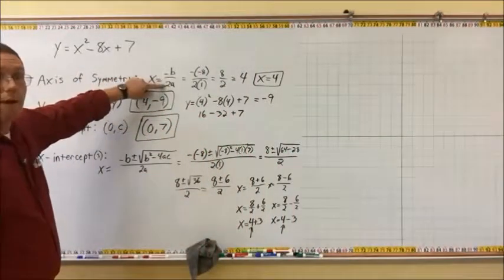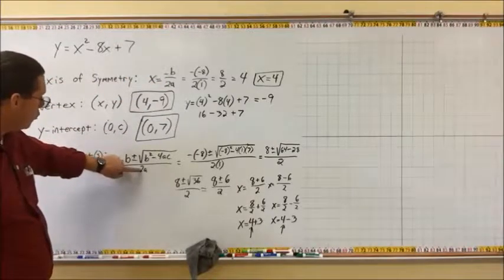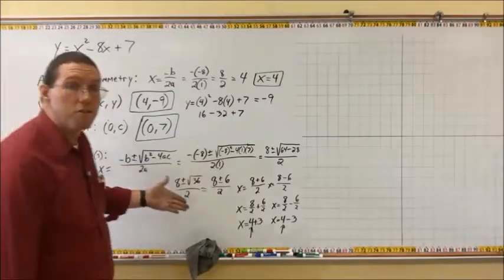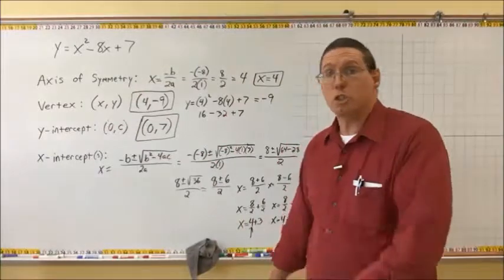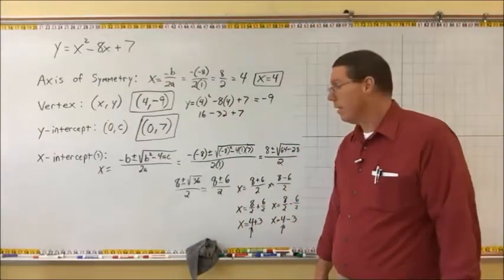Negative b over 2a, right? Look in the quadratic formula. Negative b over 2a. It's right there. That's the axis of symmetry. The axis of symmetry is built into the quadratic formula. It is a part of the quadratic formula.